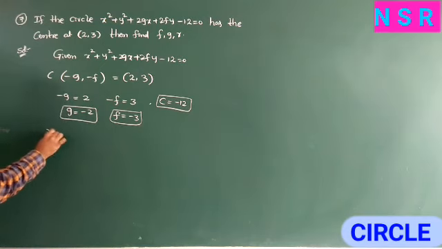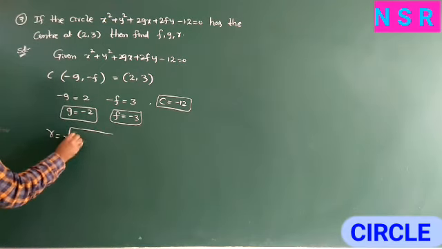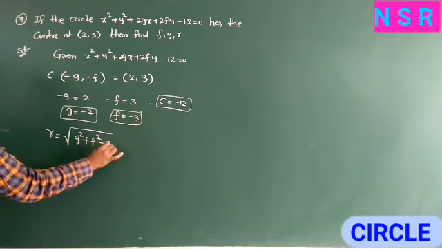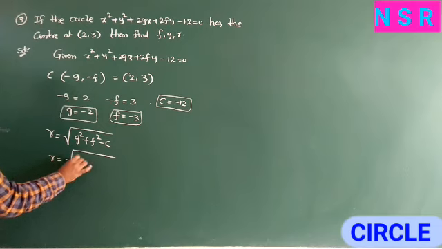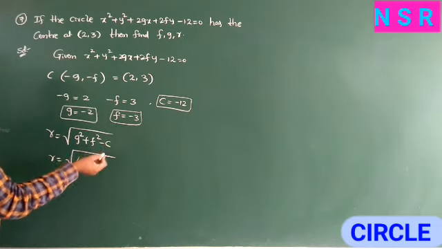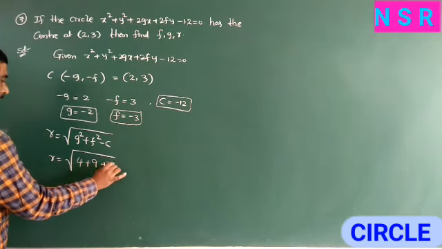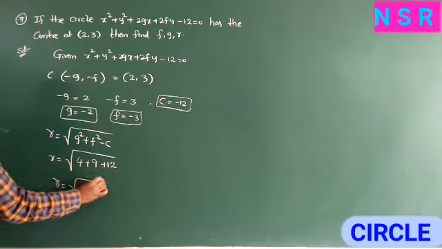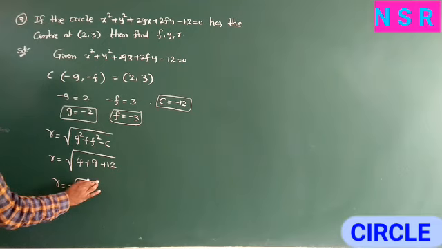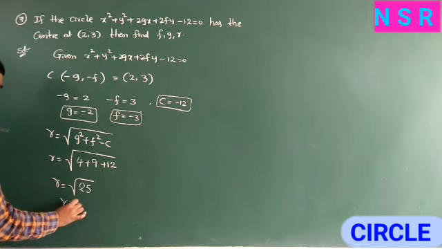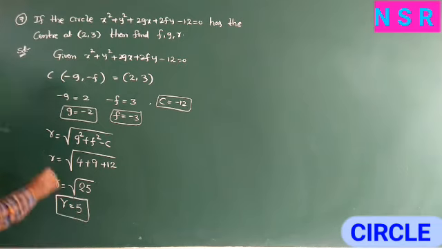Now find the radius r. So r is equal to square root of g square plus f square minus c. Now under the root: g square, minus 2 square is 4, 3 square is 9, c is minus 12, so minus of minus 12 is plus 12. Under root of 12 plus 4 is 16, plus 9 is 25. Now r is equal to 5. So the radius of the given circle is 5, and f value is minus 3, g value is minus 2.